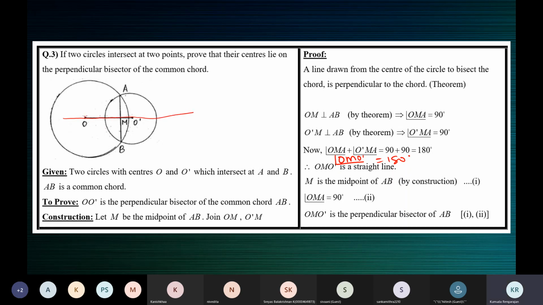Yeah, now you can see that the centers lie on the perpendicular bisector of the common chord. The centers lie on the perpendicular bisector, meaning the line segment joining the centers is the perpendicular bisector of the common chord.